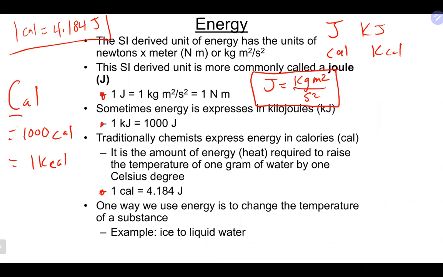One way we use energy is to change the temperature of a substance. Heat flows from hot to cold. Heat transfers from hot to cold. The hot object gets cooler, and the cool object picks up the energy and gets hotter. If they're in an insulated container, they meet somewhere in the middle of their temperatures. So really, heat does flow from hot to cold.